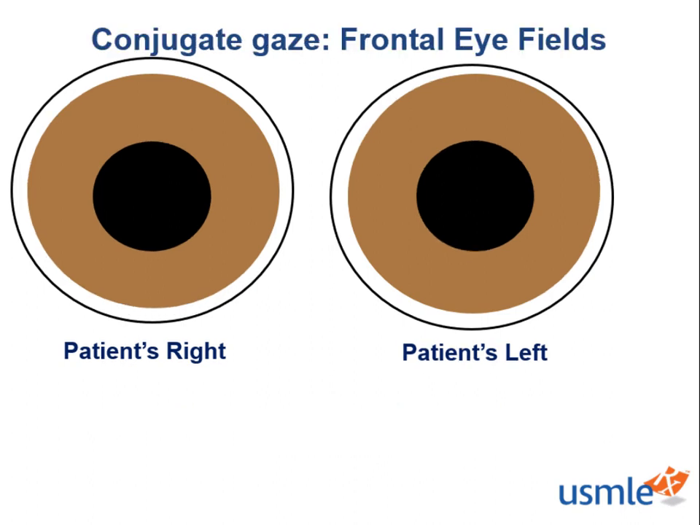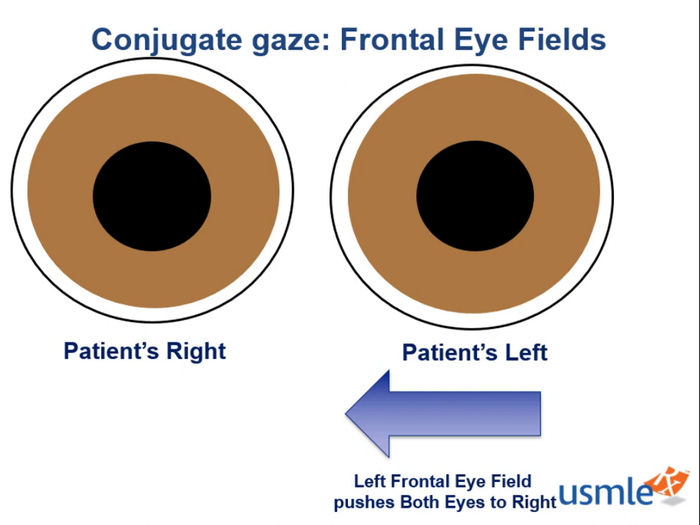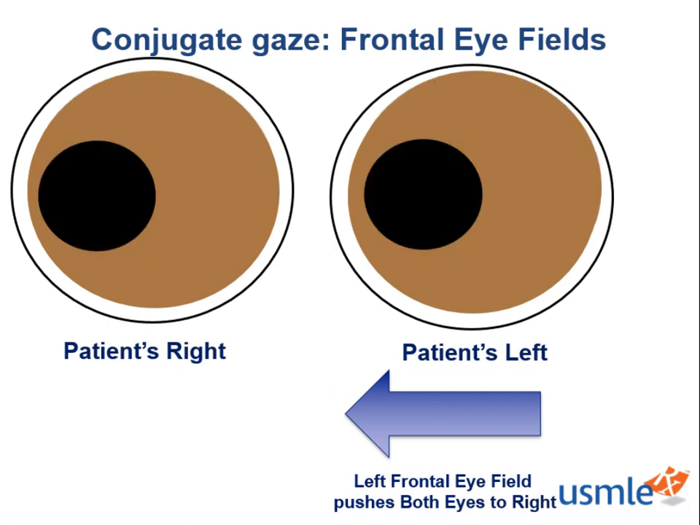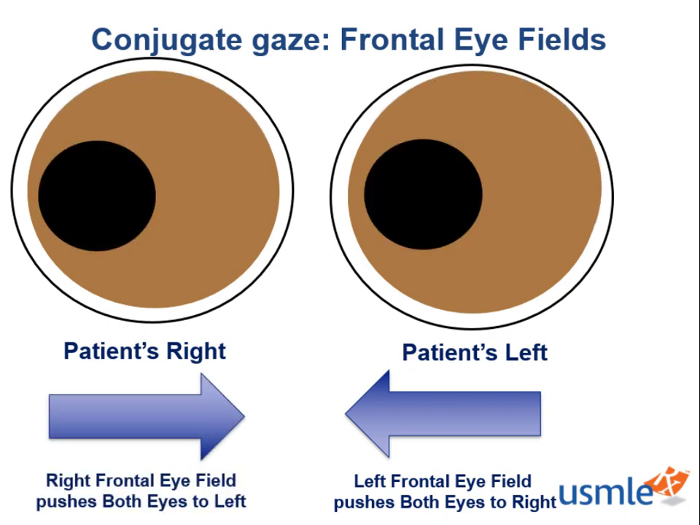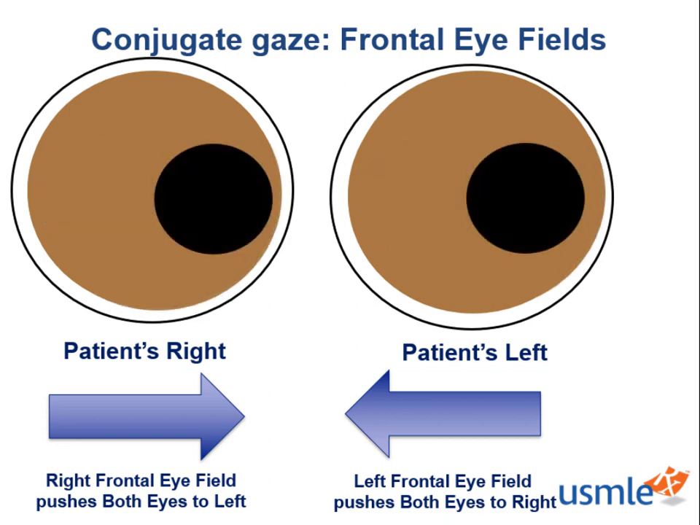The frontal eye fields, located in Brodmann area 8 of the frontal lobes, start the entire process of conjugate gaze, that is, looking left or right. The key point is that a frontal eye field pushes both eyes to the other side of the body. For example, if the left frontal eye field located in the left frontal lobe of the brain becomes activated, it pushes both eyes to the right. Conversely, if the right frontal eye field becomes activated, it pushes both eyes to the left.